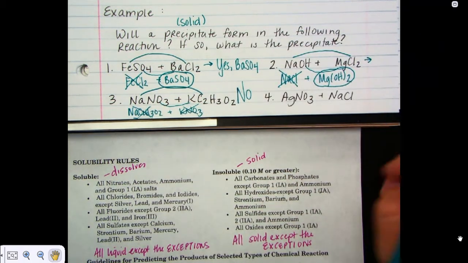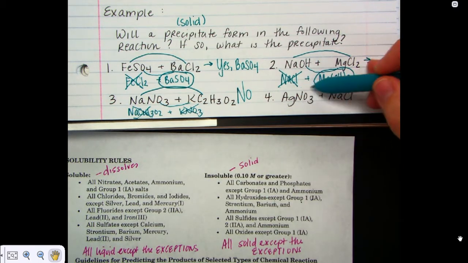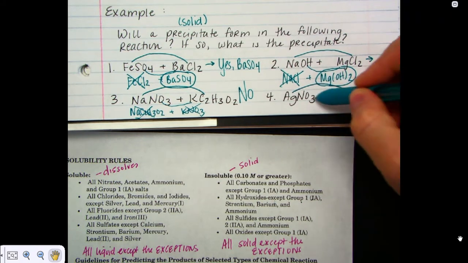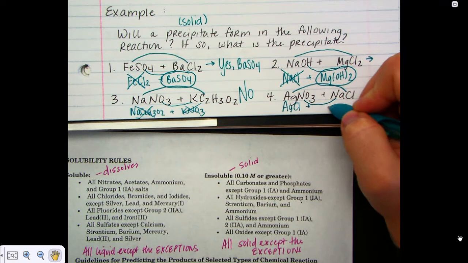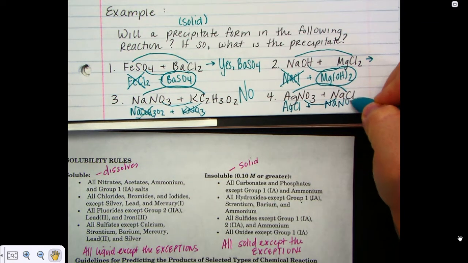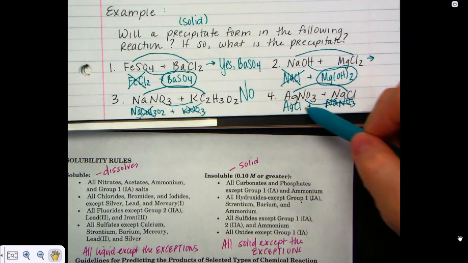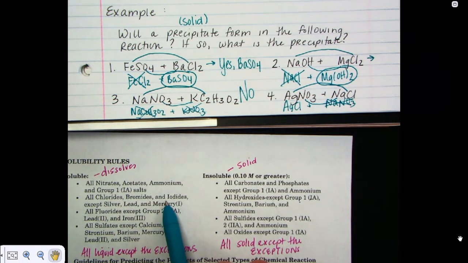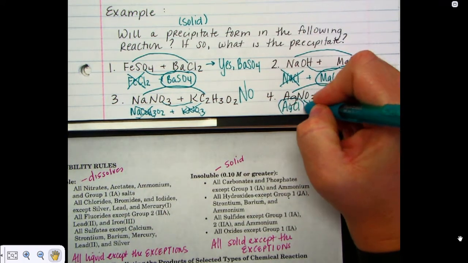Okay. And then my last example. So I've got silver nitrate and sodium chloride, which will produce silver chloride and sodium nitrate. And I just read the rules about nitrates, so I can already tell this is going to be soluble. So let's look at my chlorides. All chlorides, bromides, and iodides are soluble except silver. Well, there's my exception. So this is a solid.